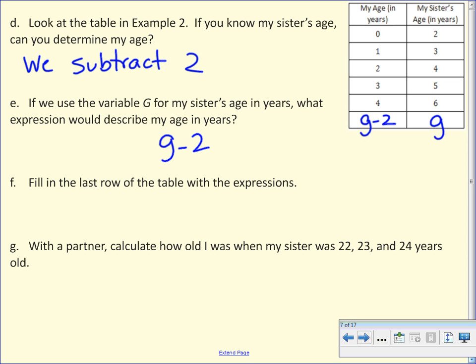Yes, you're correct. Yes, we can because we can subtract 2 from my sister's age. All right, so we filled in the last row. How old was I when my sister was 22? 20. When my sister was 23, I was 21. When my sister was 24, I was 22. So I'm always 2 years less.